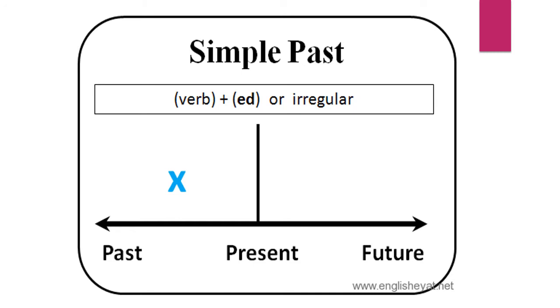Okay? Simple past tense is a tense in English language. We use this tense to talk about past actions, to talk about something that happened in the past. This tense consists of subject plus verb in the second form plus the rest of our sentence. Okay, let's see.